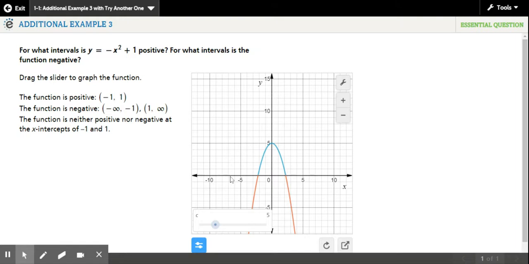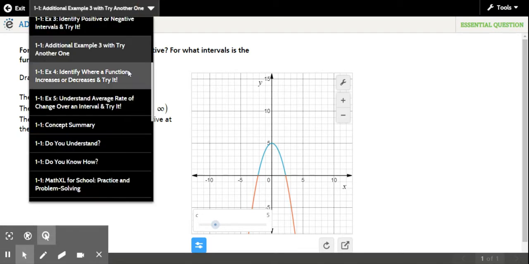It's positive where it's blue, and that would be negative 1 to 1, and then it is negative from negative infinity to negative 1, and then 1 to infinity. All right, let's move on to example 4.